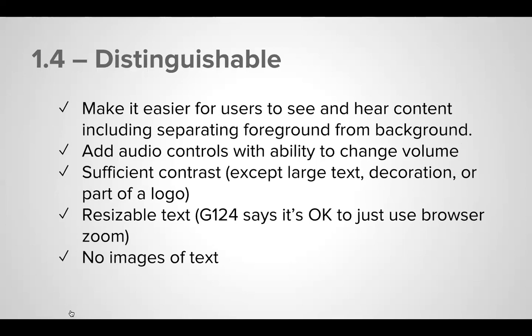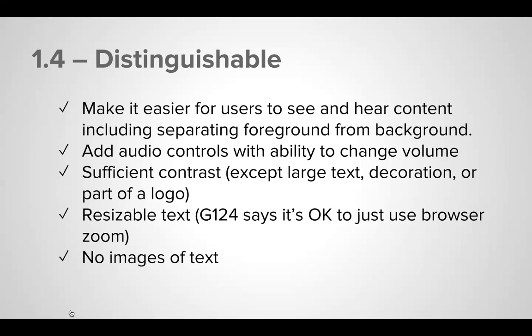And the final one here, distinguishable. So making it easier for users to see and hear content, including separating foreground from background. There are a number of other requirements here, such as adding audio controls with the ability to change volume. So don't just have blaring sound without the ability for them to turn it down. They need sufficient contrast. There are three exceptions to that. Really large text doesn't have to have a certain amount of contrast. If there's decoration, that doesn't apply, or if it's part of a logo, fortunately, that is not required either.